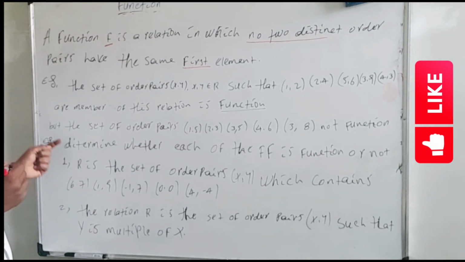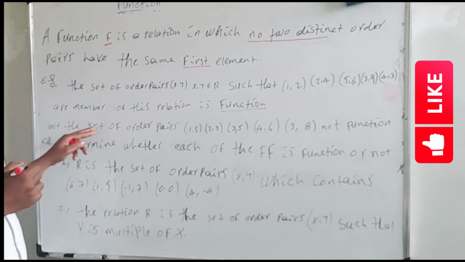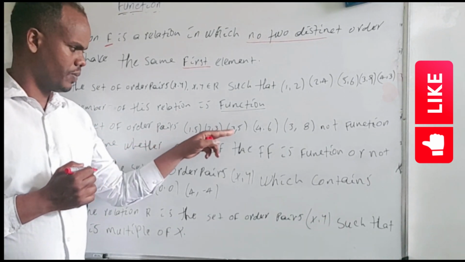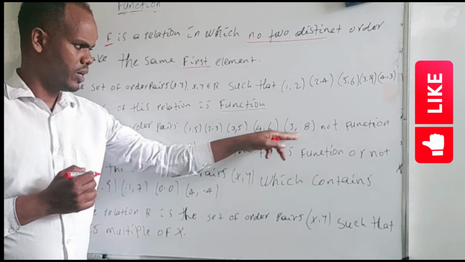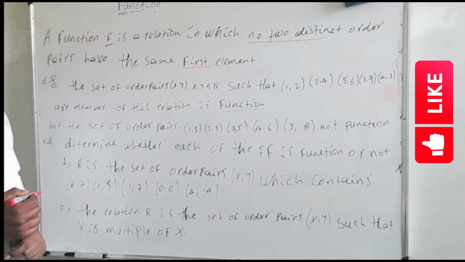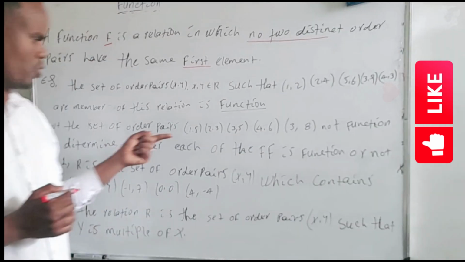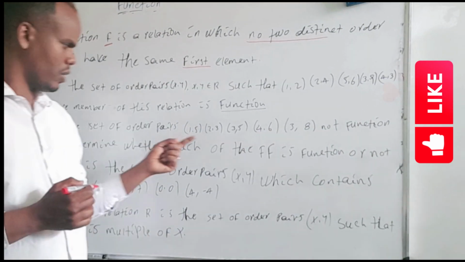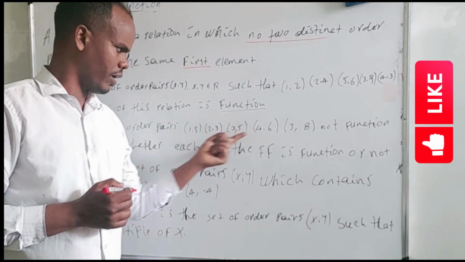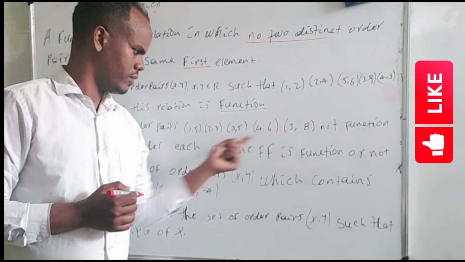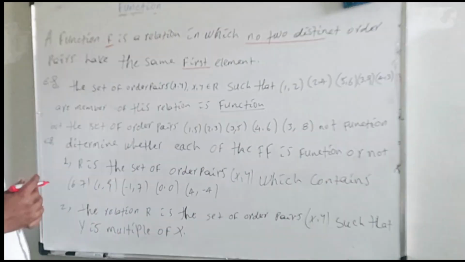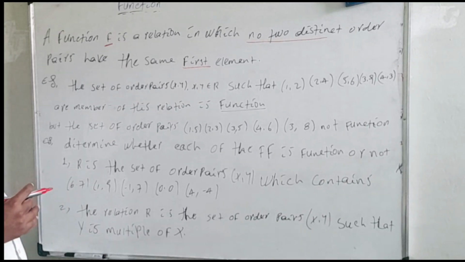Okay, the second one: the set of ordered pairs (1,5), (2,3), (3,5), (4,6), (3,8). These ordered pairs are not a function, because here we have (3,5) and there is (3,8). There is repetition of the first element, or first component. So this is not a function.